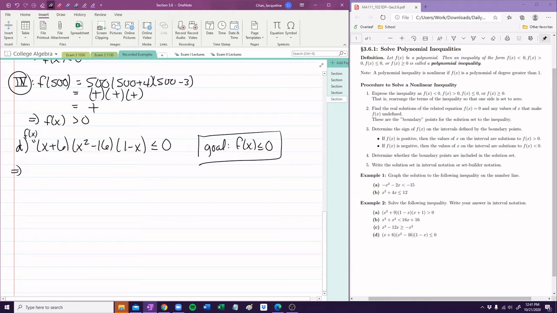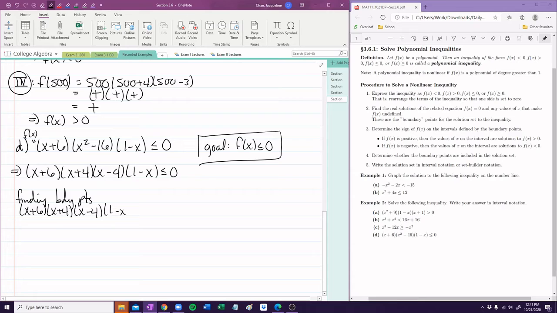Before I find the boundary points, I notice x squared minus 16 is a difference of squares. So let me write that as x plus 4, x minus 4, and this is 1 minus x. Finding boundary points, I have x plus 6, x plus 4, x minus 4, 1 minus x equal to 0. Then we have x equal to negative 6, negative 4, 4, and 1.